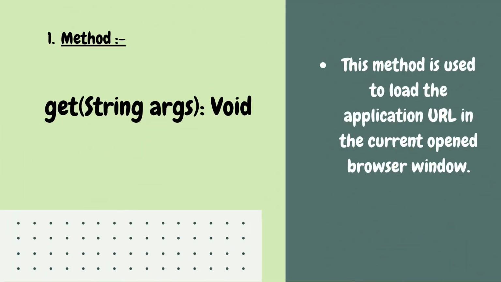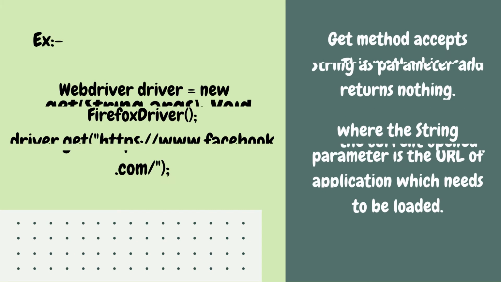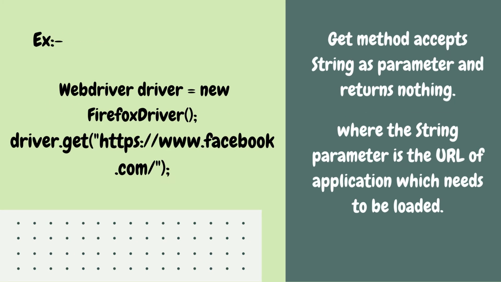Here the first method is get. This method is used to load the application URL in the current opened browser window. This method get accepts string as a parameter and returns nothing, where the string parameter is the URL of the application which we want to load in the browser.